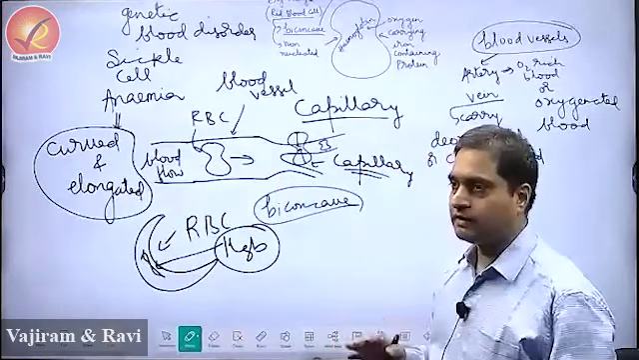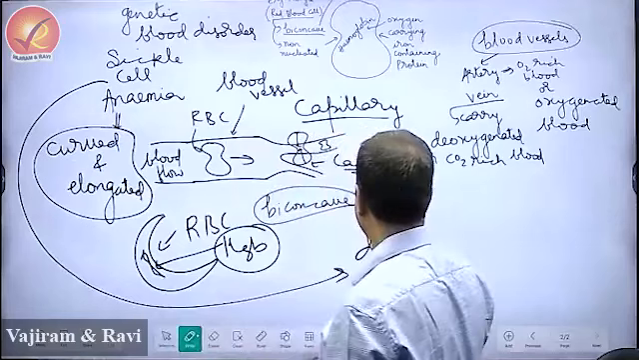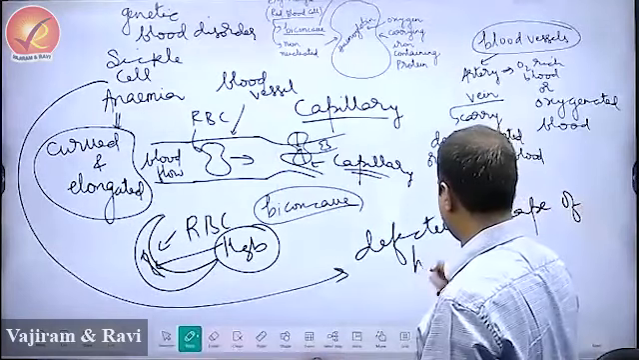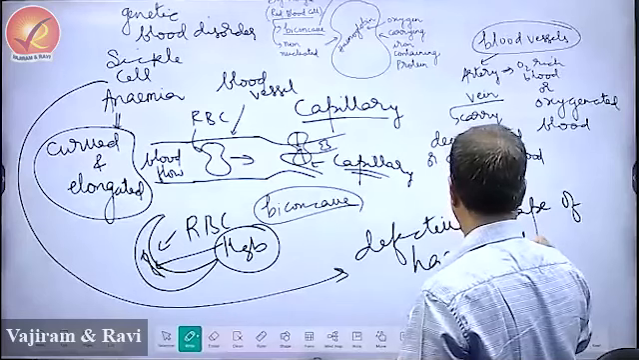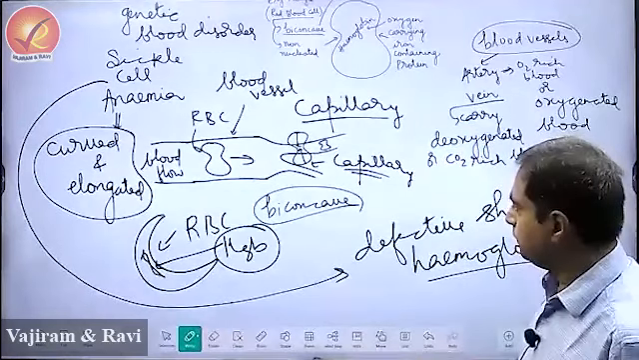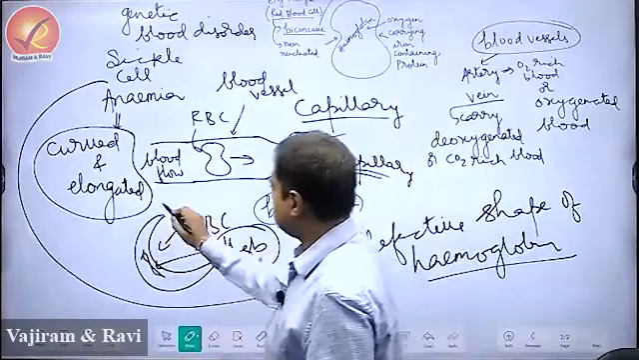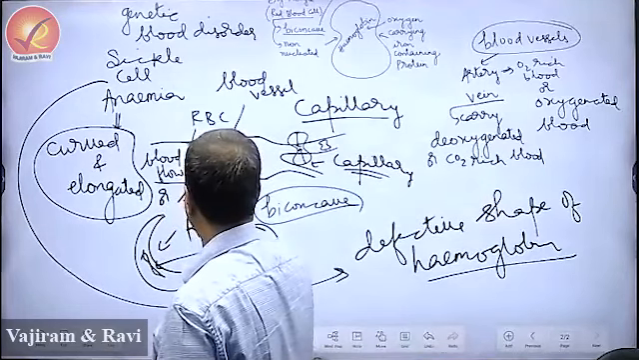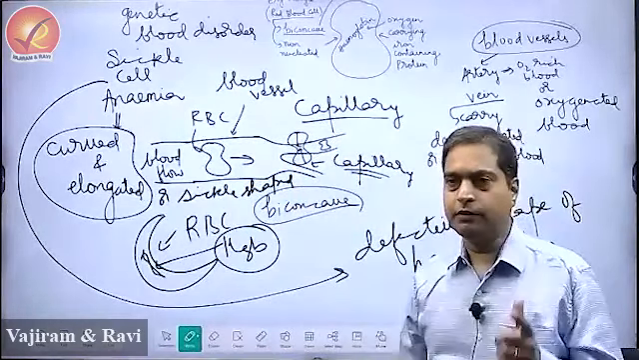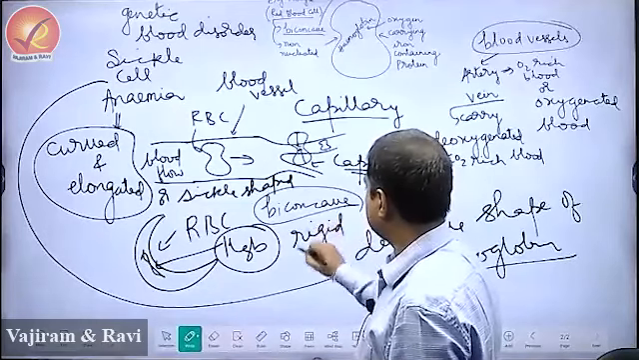We are ready to discuss what is sickle cell anemia. Sickle cell anemia is because of defective hemoglobin. Because of what? Defective shape of hemoglobin. So basically it is a hemoglobin disorder, such that the shape of RBC becomes what? Curved and elongated, or sickle shaped. Because of this, the RBC becomes rigid in nature. It loses its flexibility.